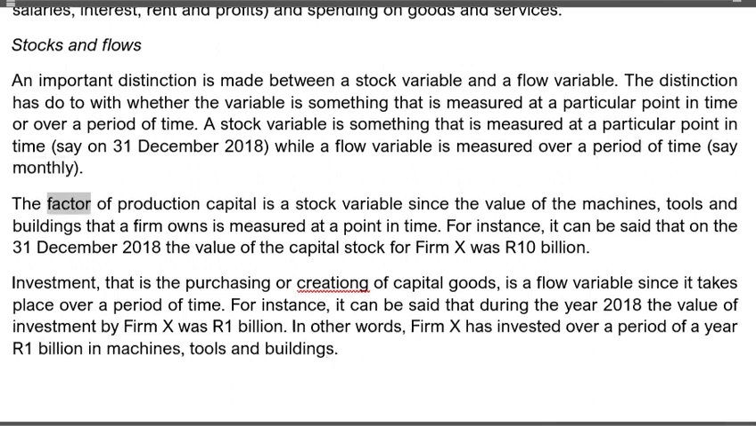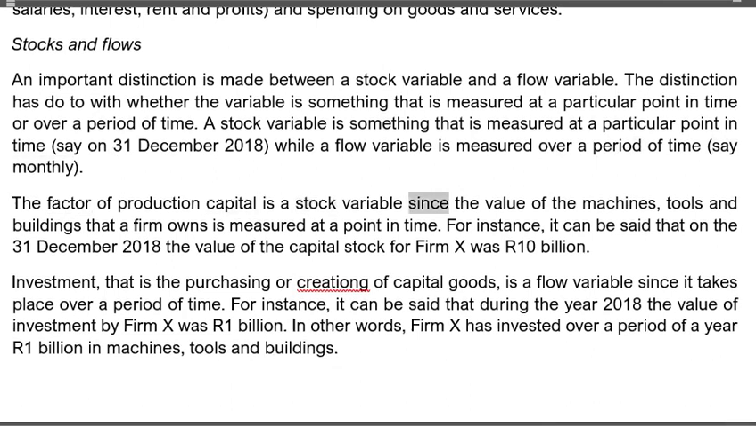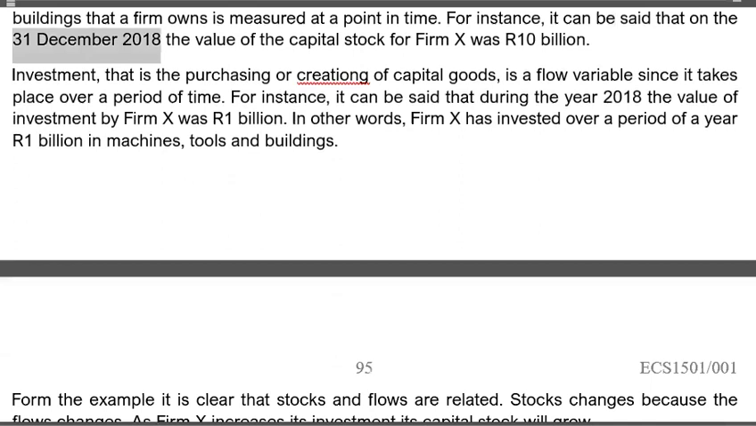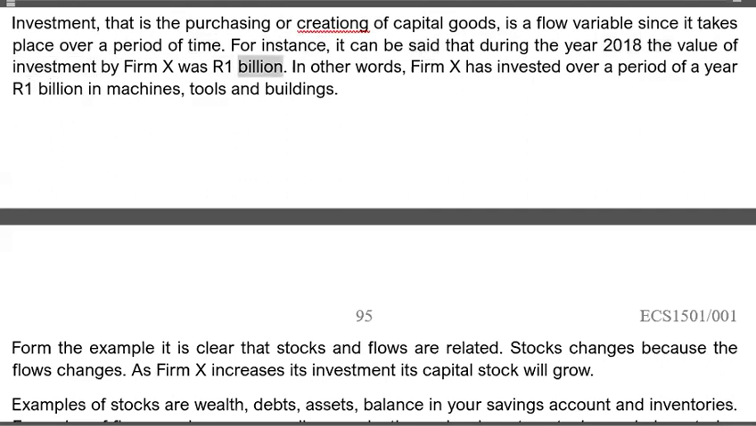The factor of production capital is a stock variable since the value of the machines, tools and buildings that a firm owns is measured at a point in time. For instance, it can be said that on December 31, 2018 the value of the capital stock for firm X was $10 billion. Investment, that is the purchasing or creation of capital goods, is a flow variable since it takes place over a period of time. For instance, it can be said that during the year 2018 the value of investment by firm X was $1 billion. In other words, firm X has invested over a period of a year $1 billion in machines, tools and buildings.